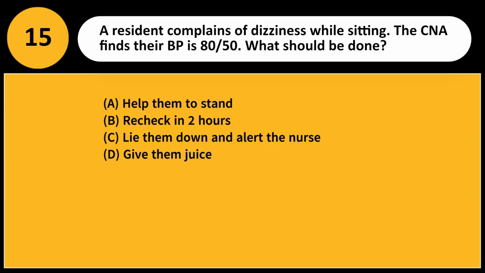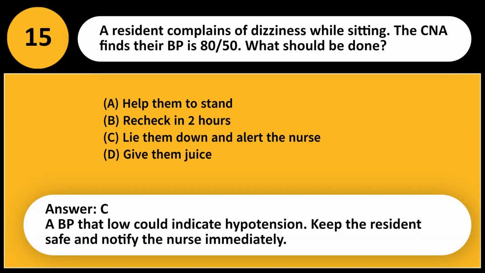What should be done? A. Help them to stand. B. Recheck in 2 hours. C. Lie them down and alert the nurse. D. Give them juice. Answer C. A BP that low could indicate hypotension. Keep the resident safe and notify the nurse immediately.